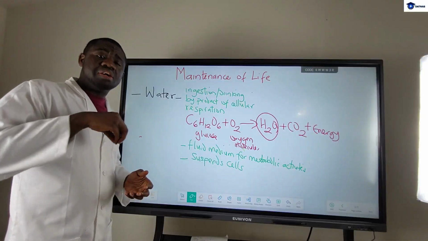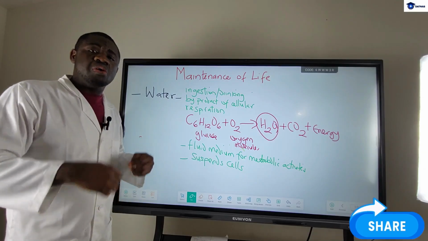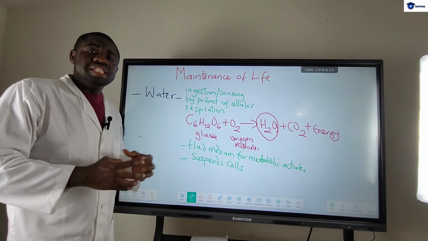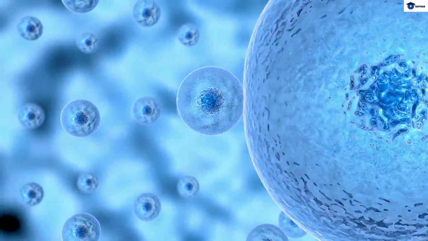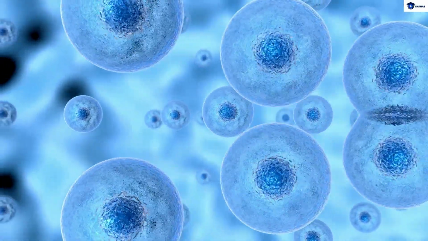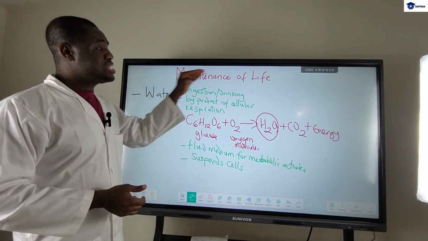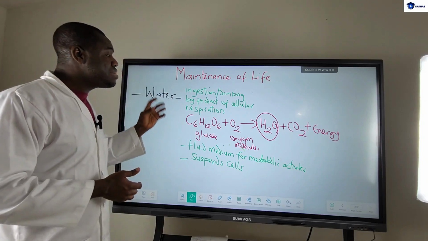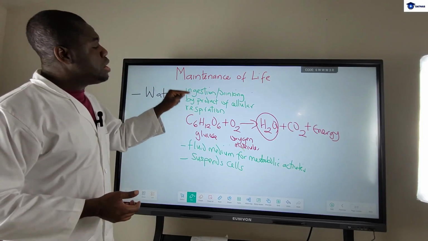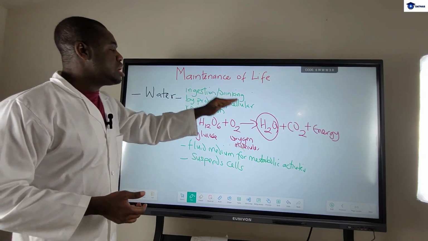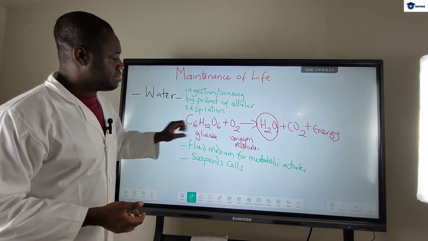The inside of the cell consists of fluid. The outside of the cell consists of fluid. This fluid medium allows cells to interact with one another. So, water is very, very essential to maintain life. And we can get this water by drinking or by the byproducts of cellular respiration, which we have illustrated here.